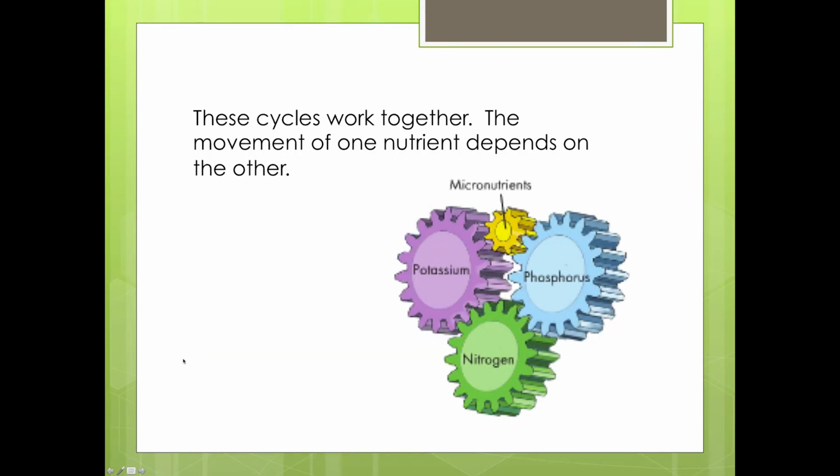So all of these cycles work together. We didn't talk about the potassium cycle, but you get the general idea. And all of these are working together. The movement of one nutrient depends on another one.